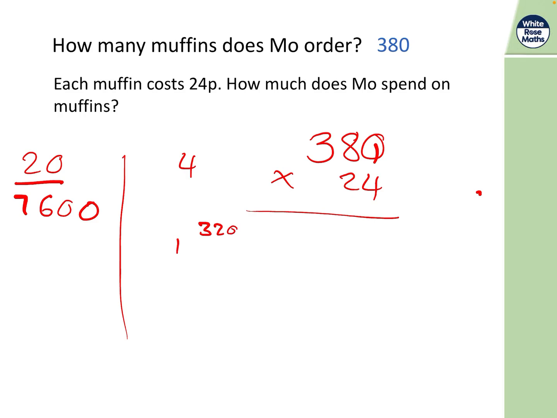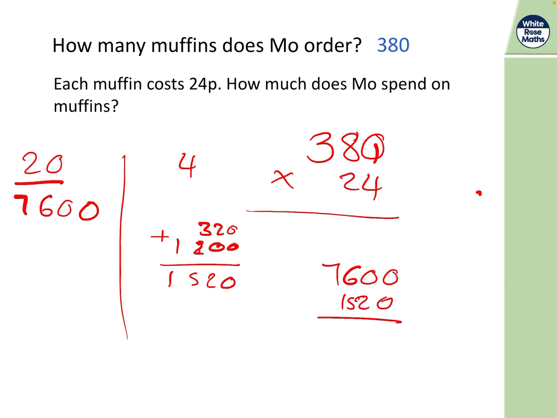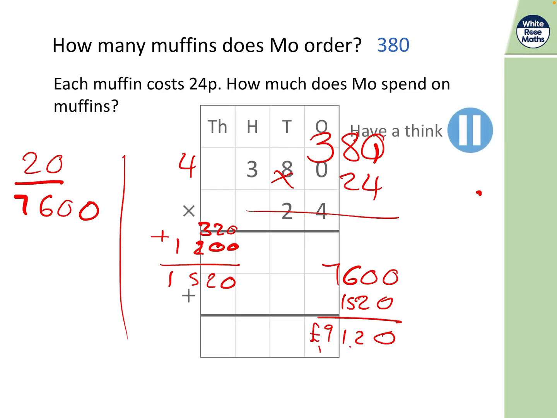So it's going to be 1,200. I'm going to add them up. And that's, let's go this way, 2, 5, 1,520. Then I'm just going to add them up. So 7,600 and 1,520. Add them up, 0, 2, 1, carry the 1, 9. So hopefully it's either 9,120p, or if you know your place value, £91.20. Let's see.